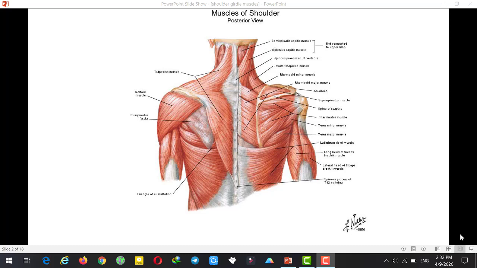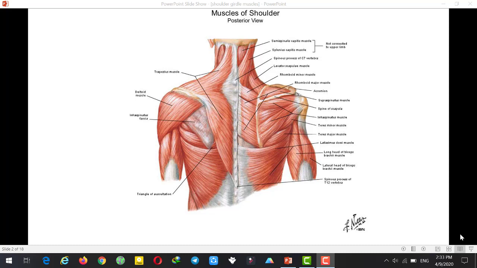Hi guys. In this session we want to learn about the shoulder girdle muscles. Muscles here are divided into two parts. One of them is muscles that connect the upper limb to the vertebral column, and the other is muscles connecting the upper limb with the trunk. All of the muscles are located in these regions: back, scapular, pectoral, and deltoid.